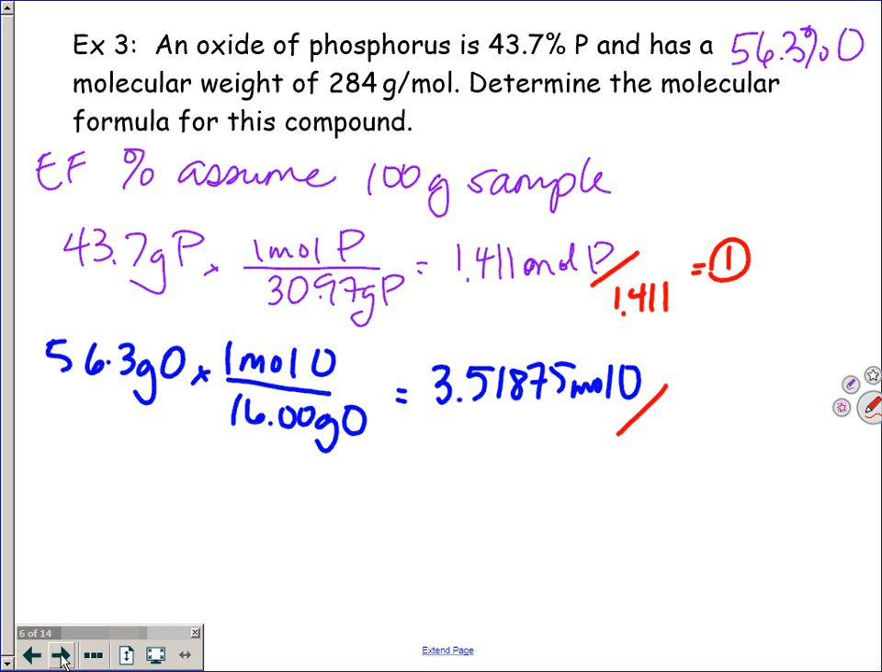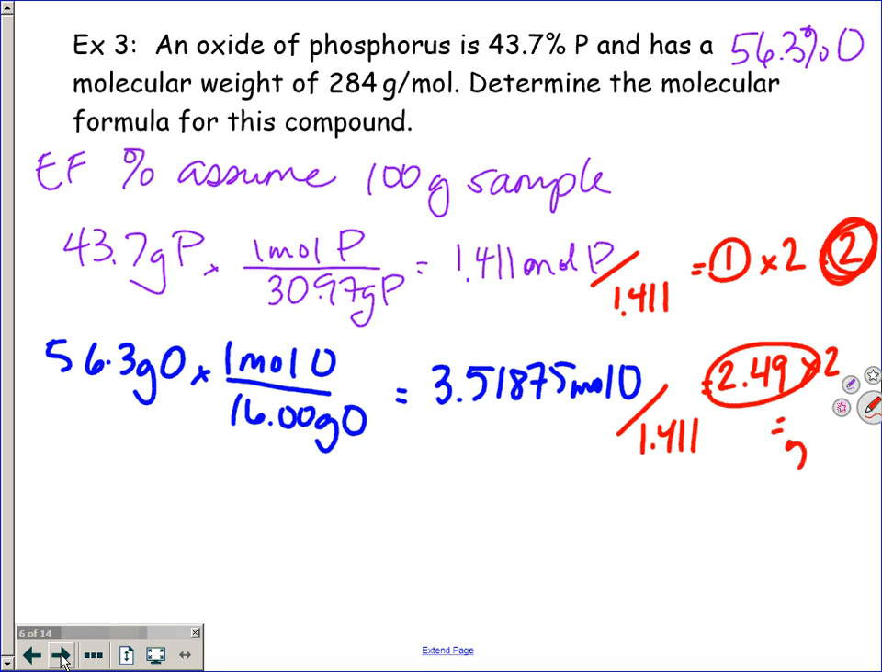It's the same number. This is what? 2.49, which is basically 2.5, right? Can't have that as a subscript. So what do I have to do? Multiply both by 2 to get them to round to a full number. So that's going to be 2 as my subscript, and this is going to be 5 as my subscript. So I told you that's one of the more common ones.